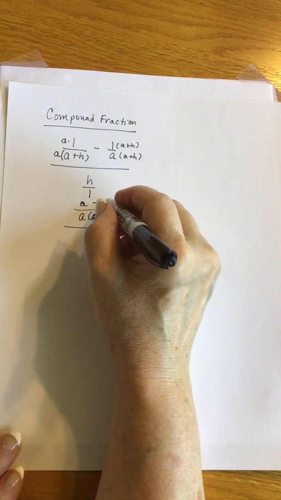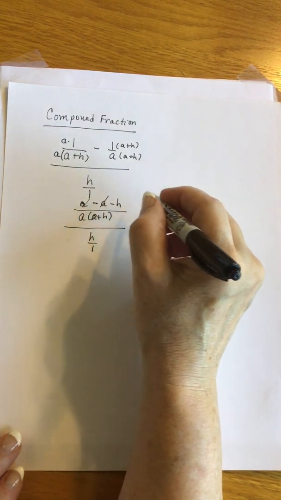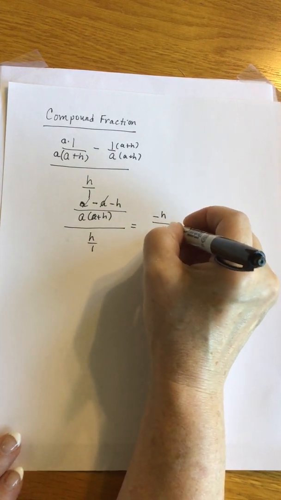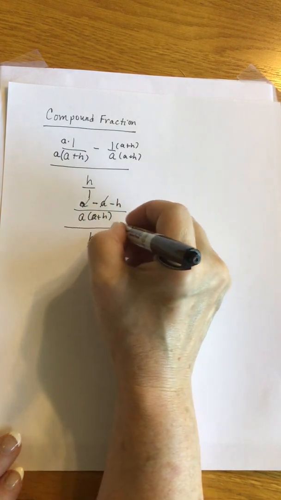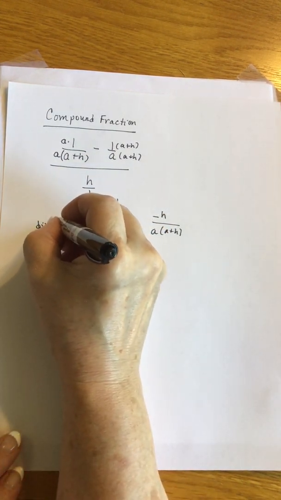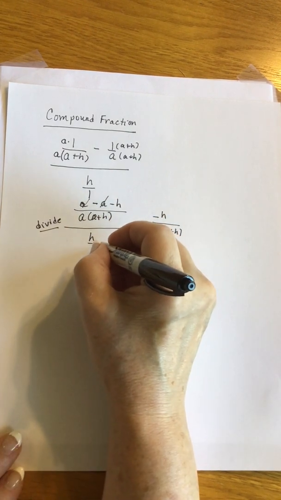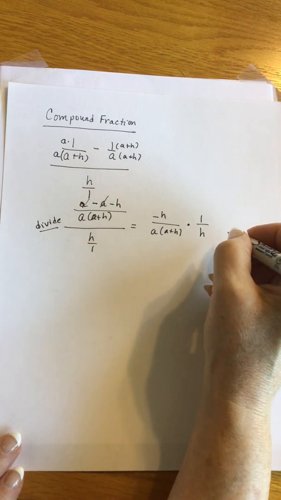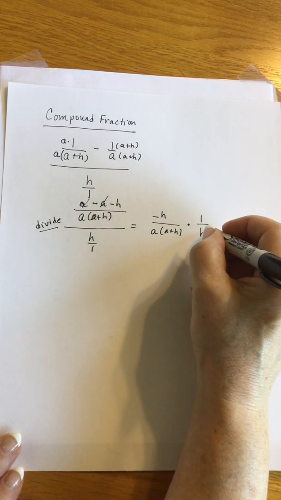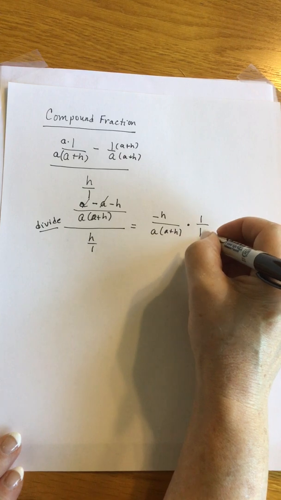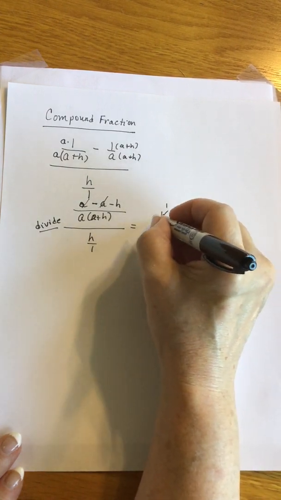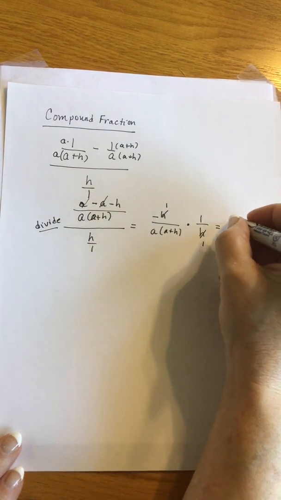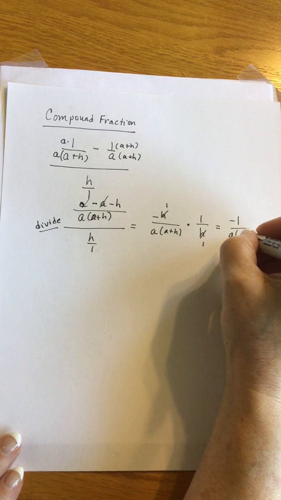The a and the negative a are opposites, so they're going to cancel out. So I'm left with negative h over a times a plus h. But this bar means to divide. So if I'm dividing by a fraction, then it's the same thing as multiplying by its reciprocal. So now I can see that the h's can divide out from the numerator and the denominator. This negative sign would stay there as a -1. So my final answer is -1 over a times a plus h.